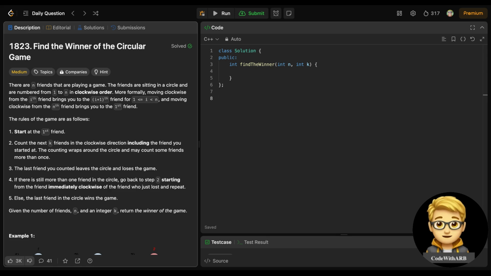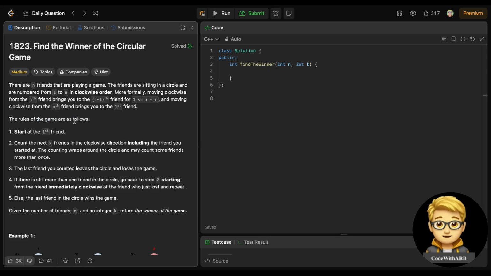The friends are sitting in a circle and numbered from 1 to n in a clockwise direction, right? More formally, moving clockwise from the ith friend brings you to the (i+1)th friend for 1 <= i < n, and moving clockwise from the nth friend brings you to the first friend, because it's clockwise. So after moving from the nth friend in the clockwise direction, you will ultimately reach the first friend, right?